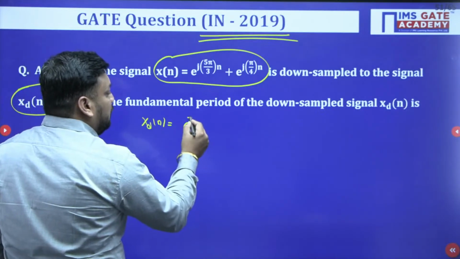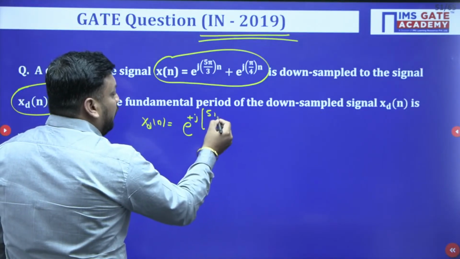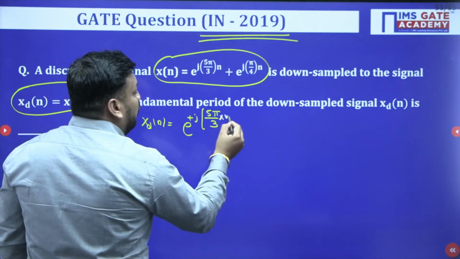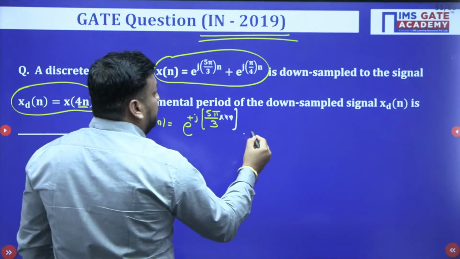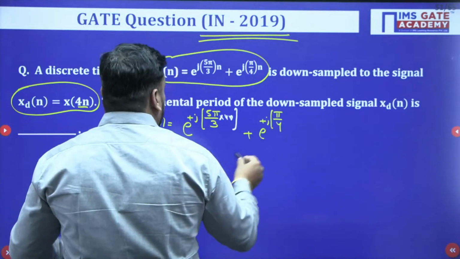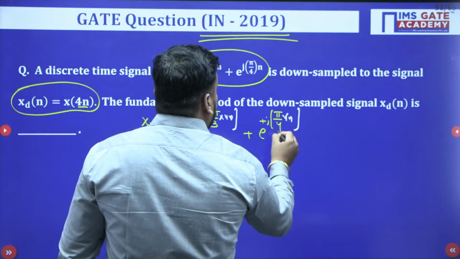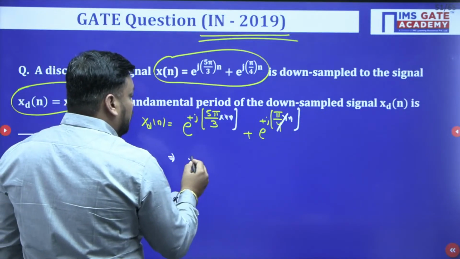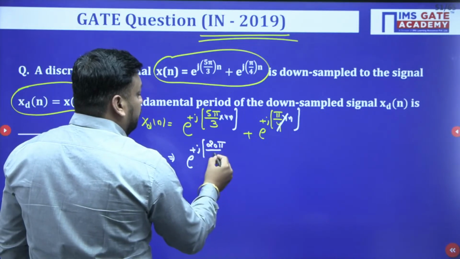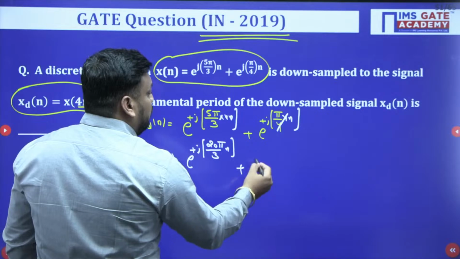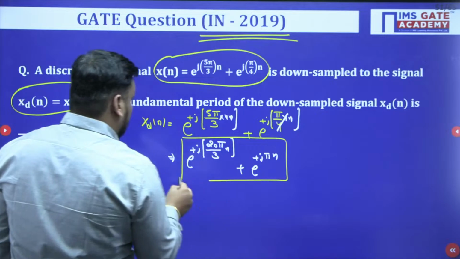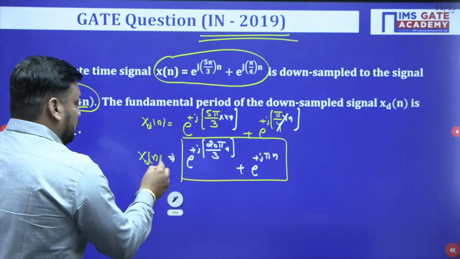So I am writing e to the power plus j 5 pi by 3 into n, where n is replaced by 4n. Now here, plus e to the power plus j pi by 4, and n is 4n. So this cancels out, and ultimately you get e to the power plus j 20 pi by 3 into n, plus e to the power plus j pi n. This is your x of 4n, guys.